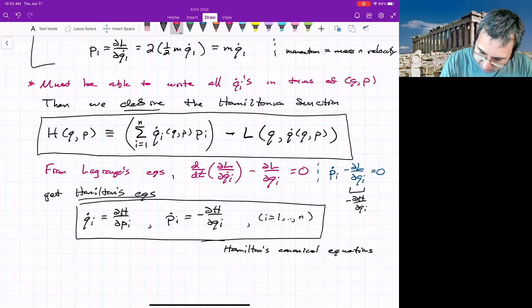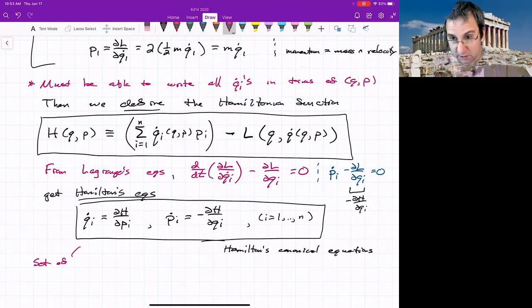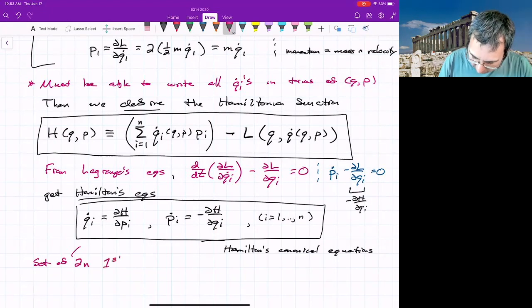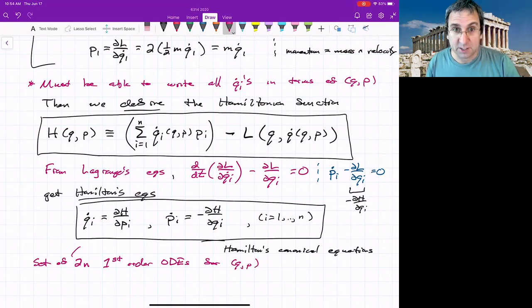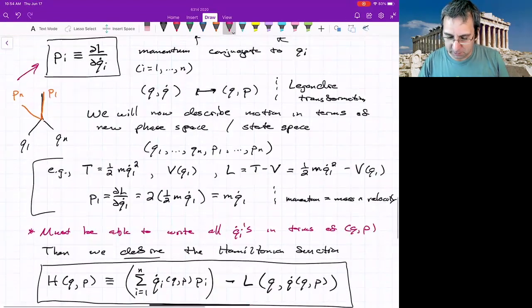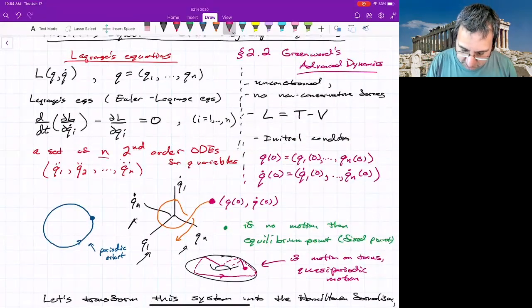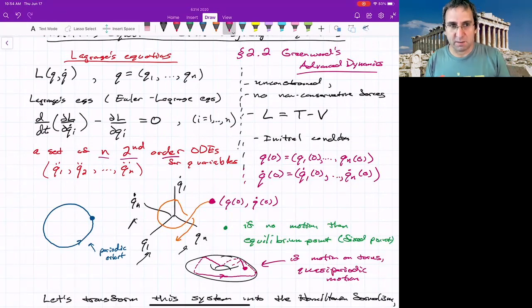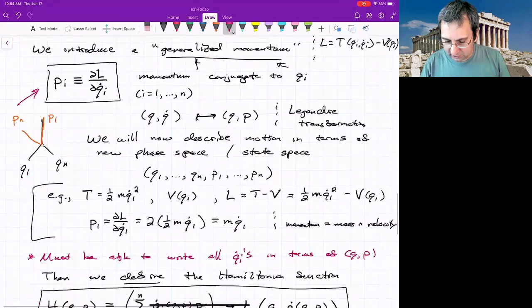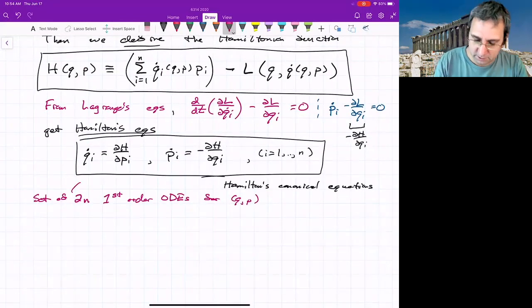And what is this? This is a set of, instead of n second order ODEs, we have a set of 2n first order ODEs for the Qs and Ps. And so this is actually easier to implement on a computer, since computers like taking in first order ODEs. There would be some work required for you to transform Lagrange's equations up here, which were a set of n second order ODEs. You have to do some work to turn that into a set of first order ODEs. But here it's given for you automatically. So in some sense, that's an advantage.